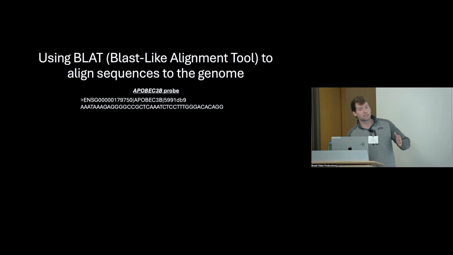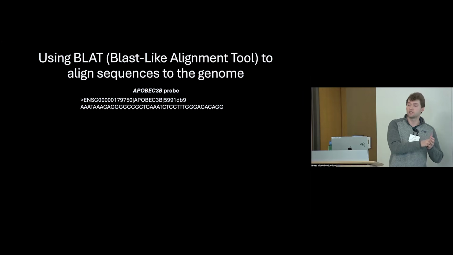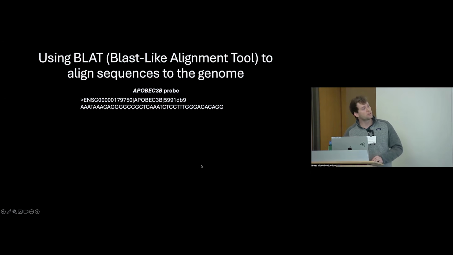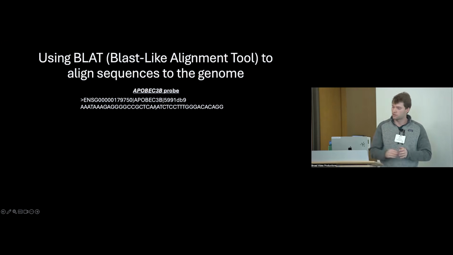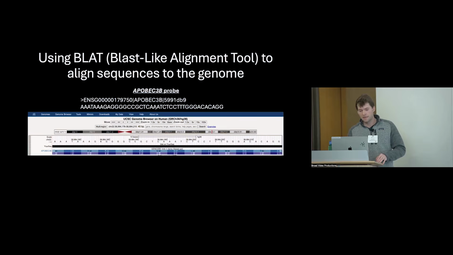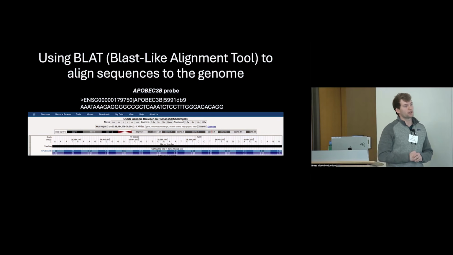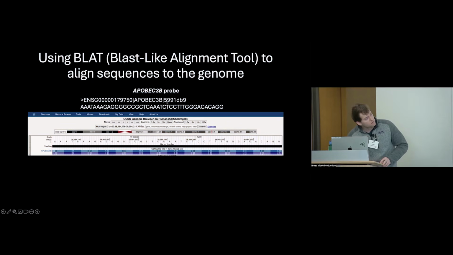What it does is it takes probe sequences and aligns them to the genome. So here I took this APOBEC3B probe, and you can see, again, a series of A, C, T, and Gs designed to bind to the APOBEC3B gene. When I run BLAT, this is the result I'll get, where you can see we have our same sequence, and then this black line represents our sequence. You can see that this probe successfully aligns to APOBEC3B. That's great. That's exactly what we hope to see.